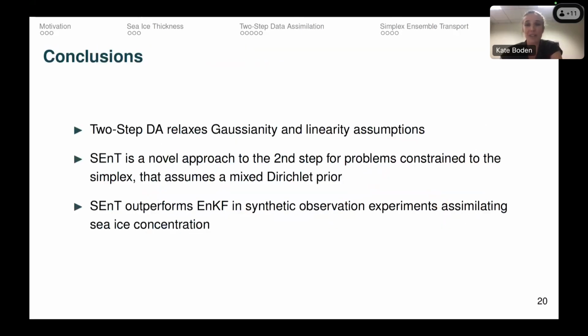Which kind of just leads me to my conclusions. Two-step DA relaxes Gaussianity and linearity assumptions, and since the simplex ensemble transport algorithm is a novel approach to the second step for problems constrained to the simplex, it assumes a mixed Dirichlet prior, and it outperforms the EnKF when we use synthetic observations and assimilated sea ice concentration.